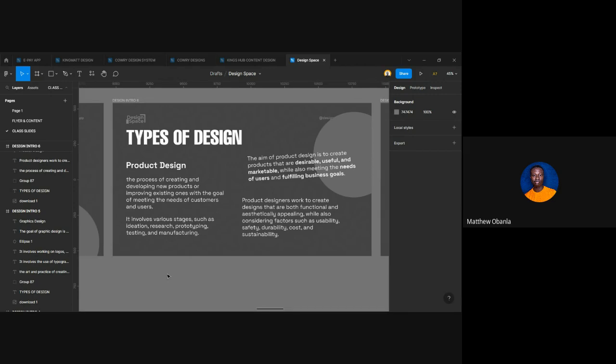So here I mentioned that the aim of product design is to create products that are desirable, useful and marketable. If those products are not desirable, if it is not meeting a need, it's just like me creating a device that will be feeding me. Imagine, I don't really need it. I don't know anyone that will need a device that will feed him.